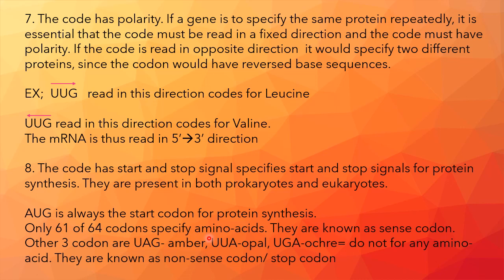Why? Because there are other three codons which are UAG amber, UUA opal and UGA ochre. They do not code for any amino acid and that's the reason why they are known as nonsense codons or stop codons, and the ones which specify an amino acid are known as sense codons. Okay, so they make sense, right? They are coding for an amino acid, so they are termed sense codons, and all these three codons do not specify an amino acid, thus they are termed nonsense codons or stop codons.